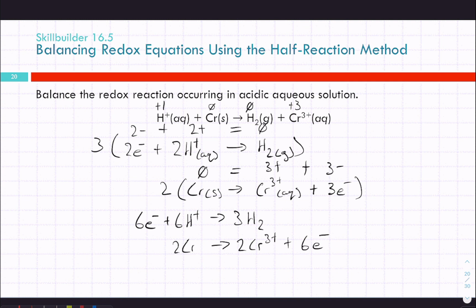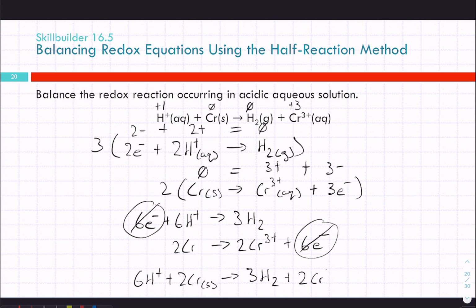And the final step is just add those reactions together. And because we have 6 electrons here, 6 electrons on the other side, yeah, they cancel out. So we're just left with 6 H+ plus 2 Cr solid, goes to 3 H2 plus 2 Cr3+.